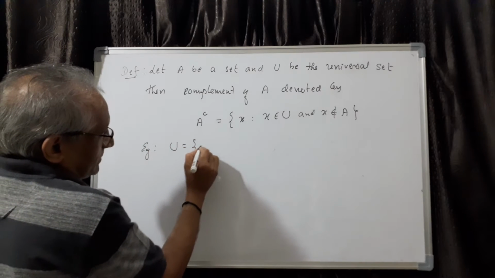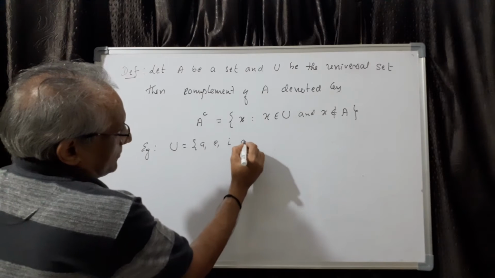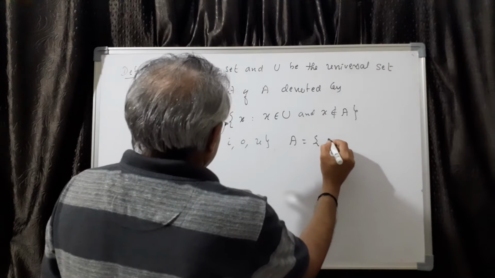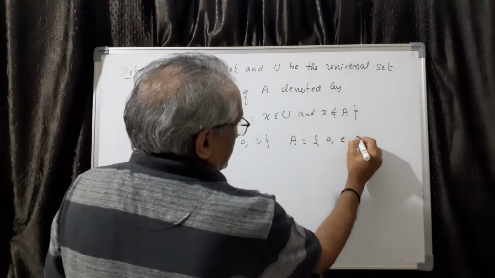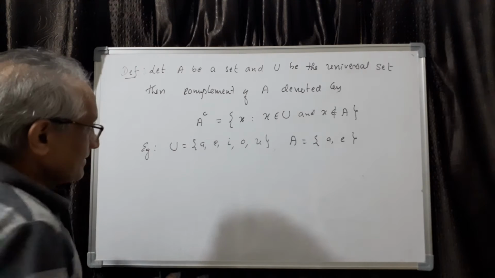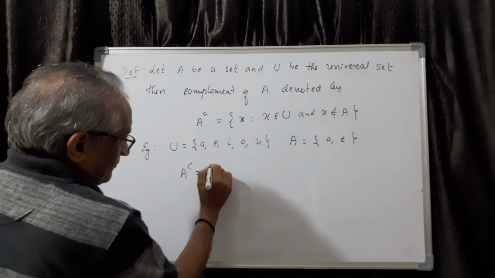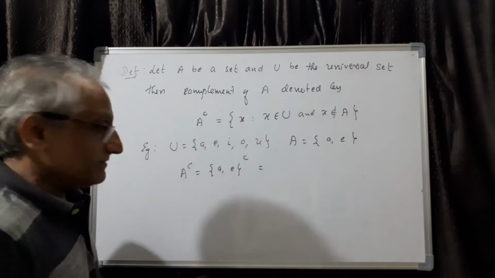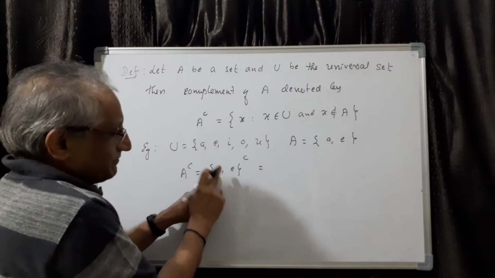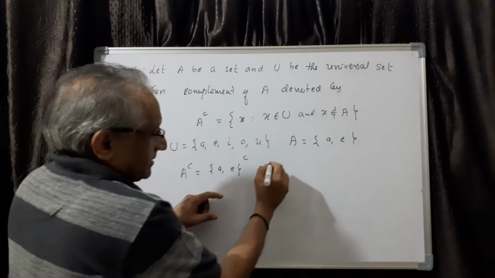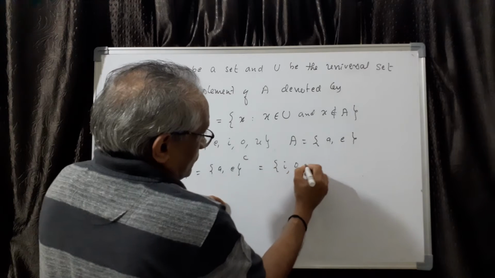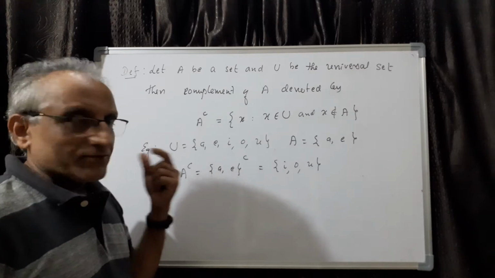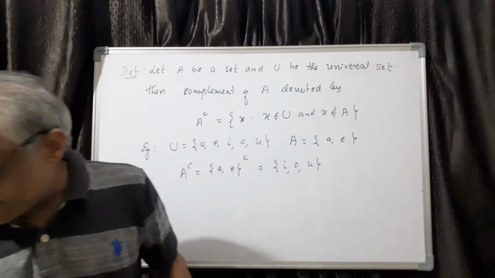Example, let me give one more. Say U equal to {a, e, i, o, u}, and let us say A equal to {a, e} only. Then A complement, very simple. Of course, you can write first A, then E here, then complement, so that it may be easy for you in the beginning. A is there, I cannot write it. E is there, I cannot write it. Therefore, what I have to write is i, o, u. It should be in the universal set. It should not be in A. So this is the complement set.